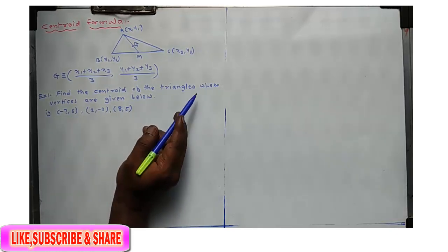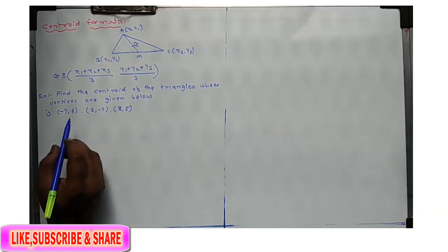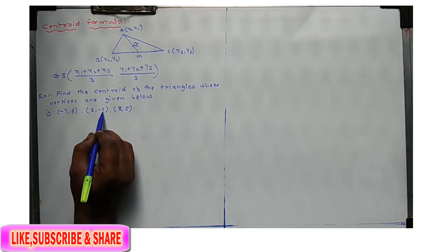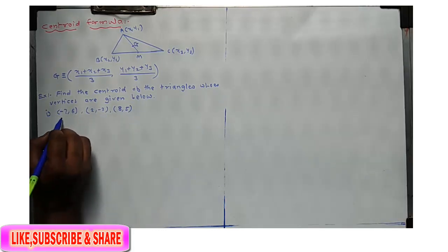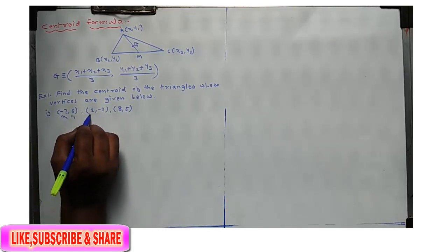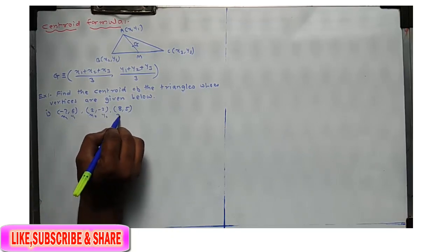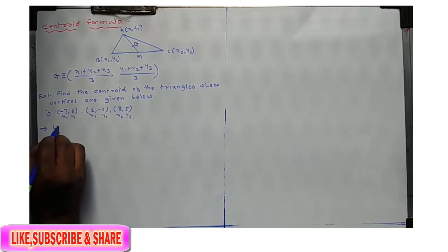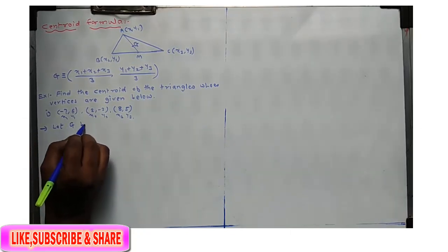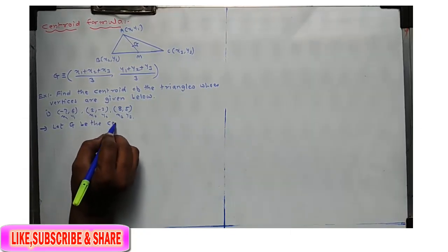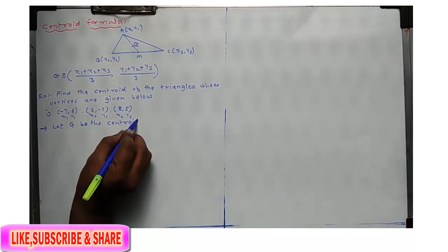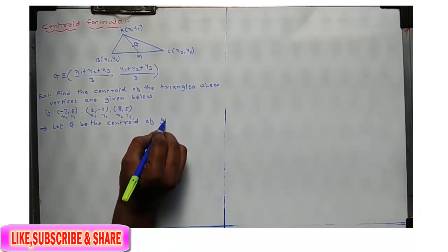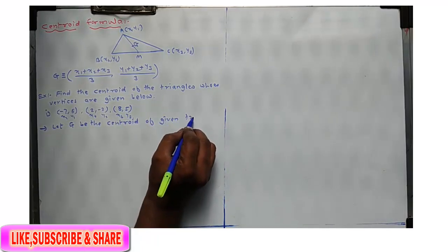Find the centroid of the triangle whose vertices are given below: (-7, 6), (2, -2) and (8, 5). So consider the first point as x1, y1, the second point as x2, y2 and the third point as x3, y3. So we start the solution like this. Let G be the centroid of the given triangle.